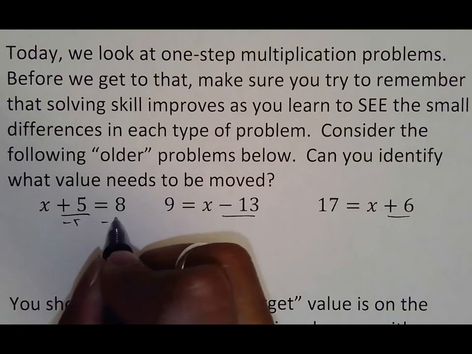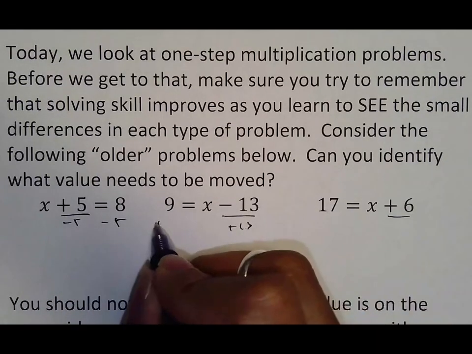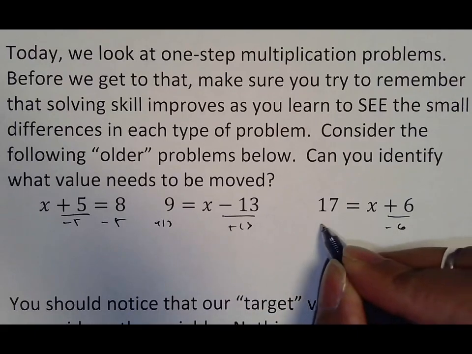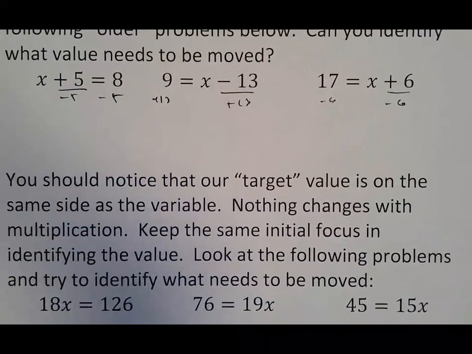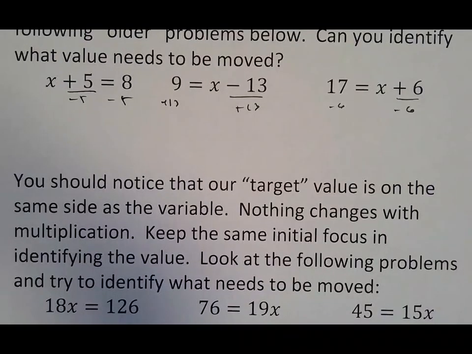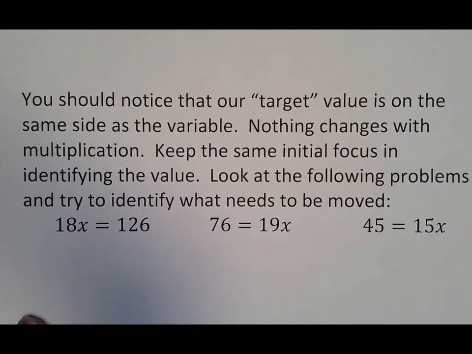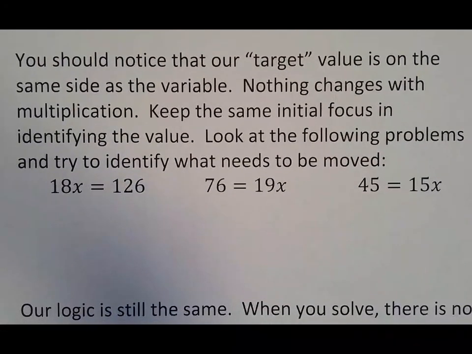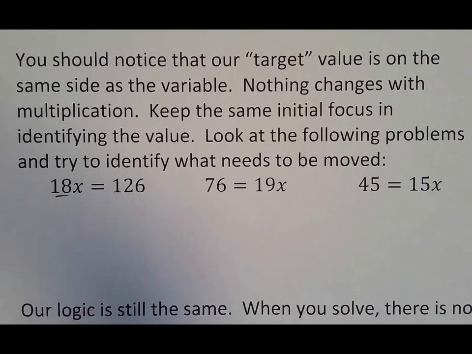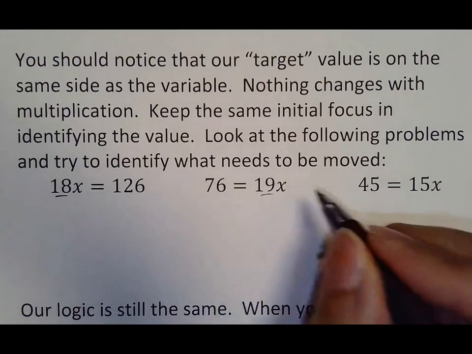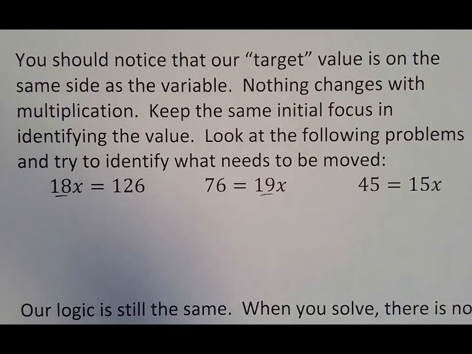Remember again, we would subtract 5 from both sides here, add 13 to both sides here, and subtract 6 from both sides there. You should notice that our target value is on the same side as the variable. Nothing changes with multiplication. Keep the same initial focus on identifying the value. Look at the problems and try to figure out what needs to be moved. Again, I'll pause just for a brief second for you to try to see what should be moved. Looking at all 3 problems, of course. Hopefully you can see the 18 should be going. Hopefully on the second one you can see that 19 is with X and should be leaving. And hopefully on the third you can see that 15 is with X and should be leaving.